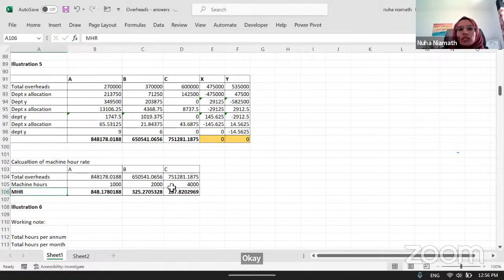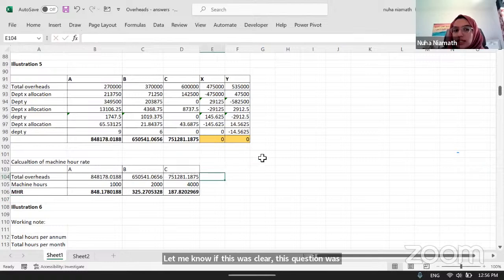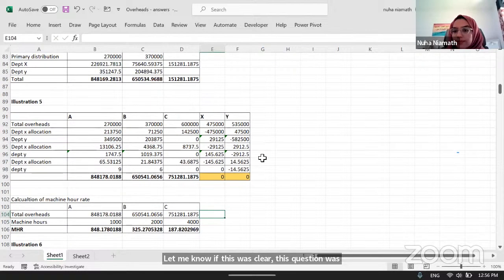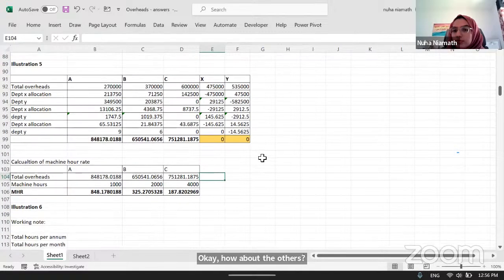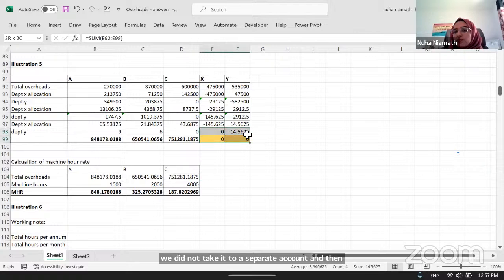Let me know if this question was clear. Is there any confusion? How about the others? I hope it's clear for the others. So all we did was a repeated redistribution. We did not take it to a separate account and then distribute it. We directly started distributing till we got to a point where it was 0.